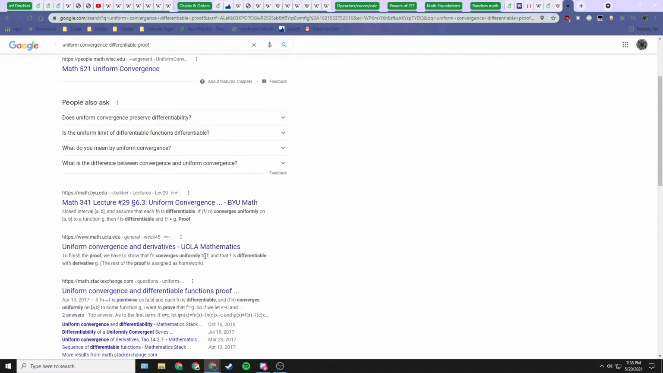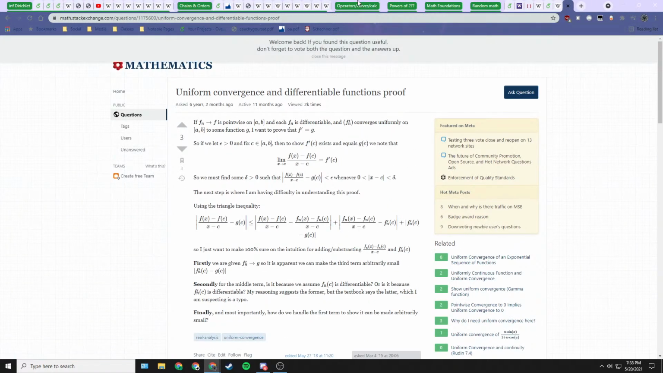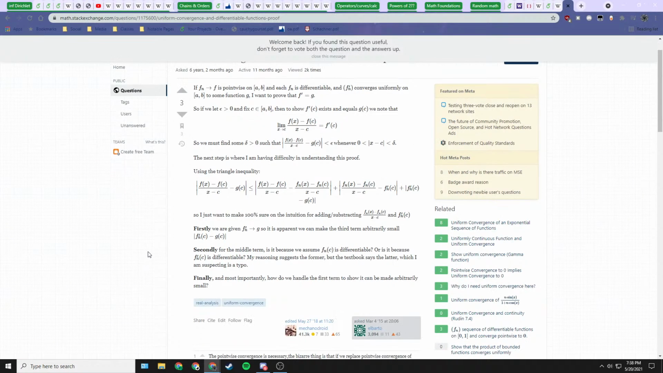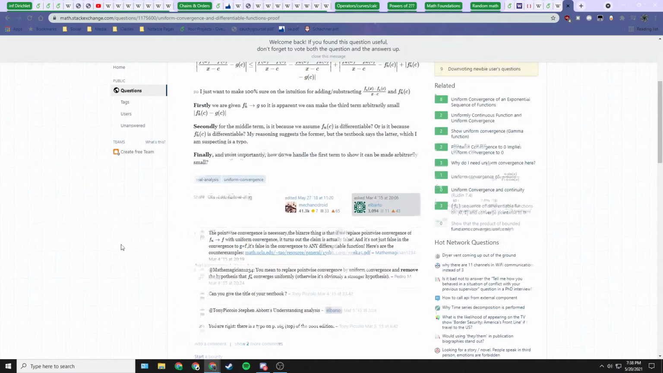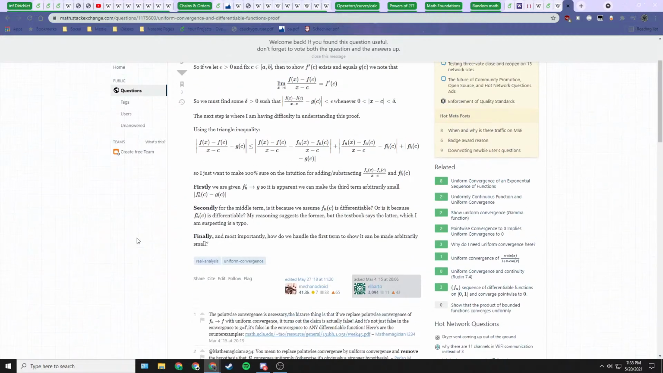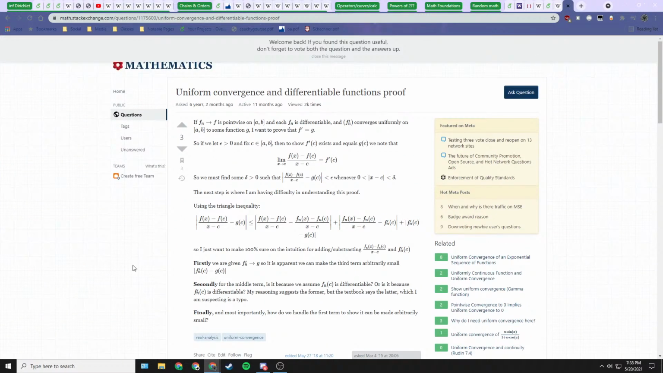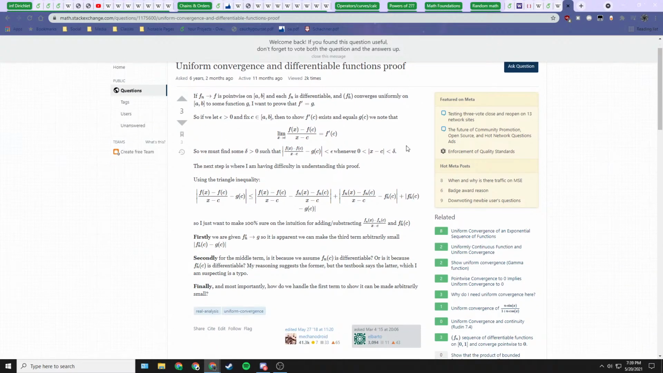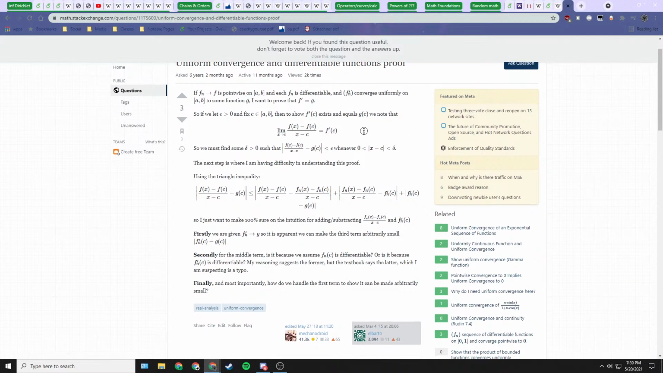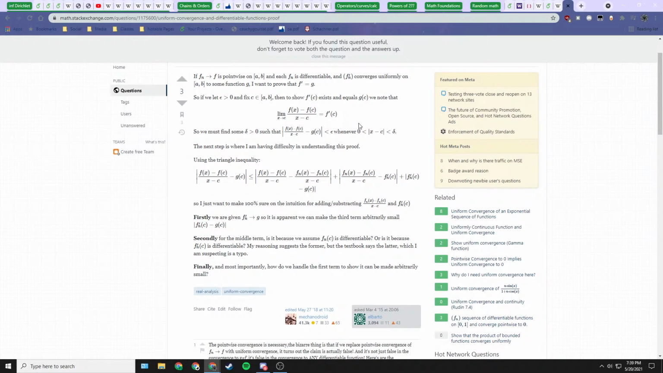So here what this person is doing, they're saying fixed unit interval, existence is equal to this, that this is f prime of c.